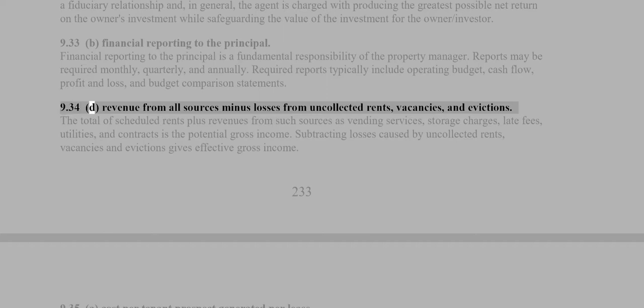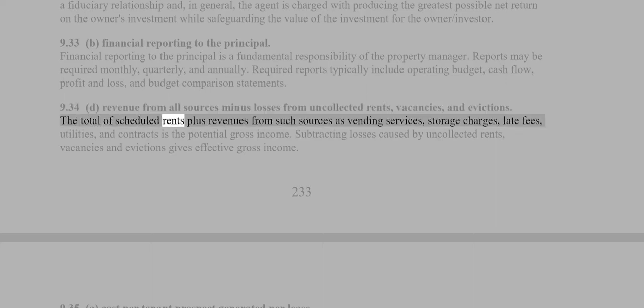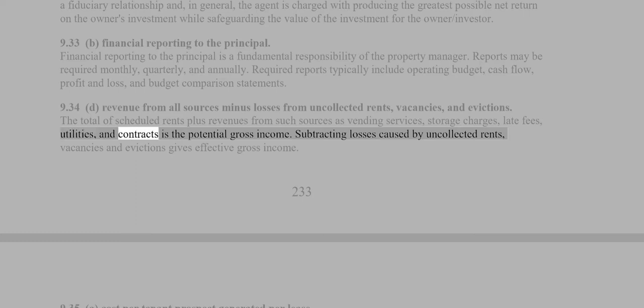9.34 d. Revenue from all sources minus losses from uncollected rents, vacancies, and evictions. The total of scheduled rents plus revenues from such sources as vending services, storage charges, late fees, utilities, and contracts is the potential gross income. Subtracting losses caused by uncollected rents, vacancies and evictions gives effective gross income.